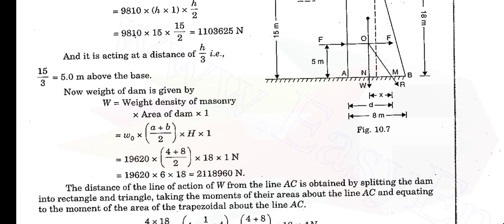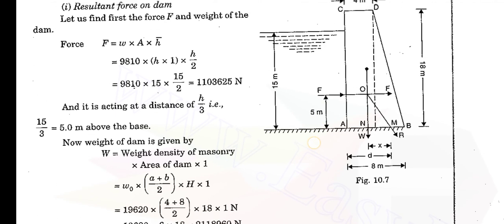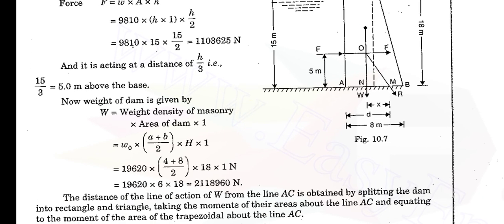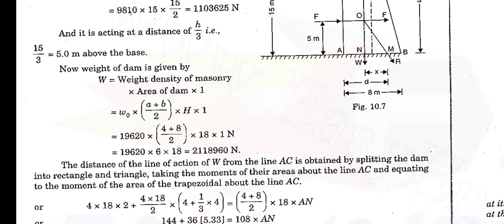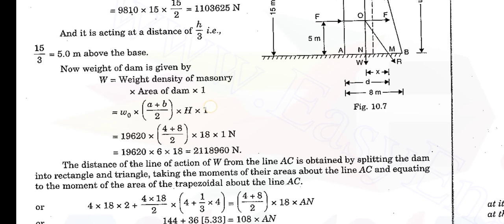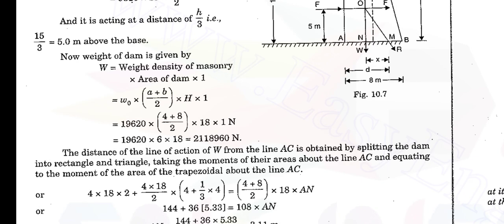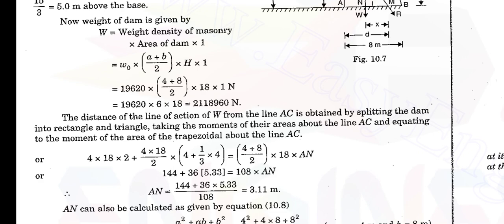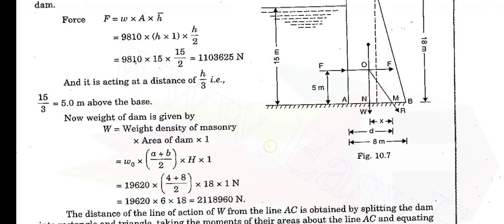Then the total net weight of the dam, that is this trapezoidal shape's weight. So W is equal to weight density into volume. The volume of this trapezoidal shape is nothing but (A plus B) by 2 into H into 1. 1 is the length, H is the height, and this is going to be the average width. Into the weight density gives the total weight, that is 2,118,960 newton.